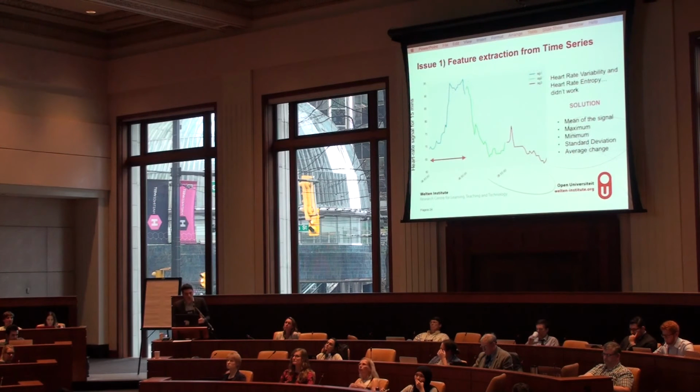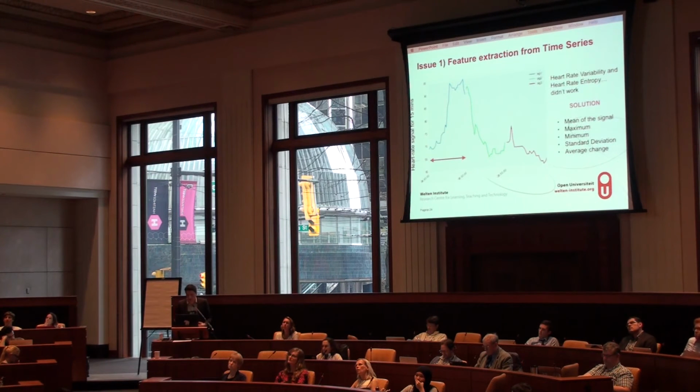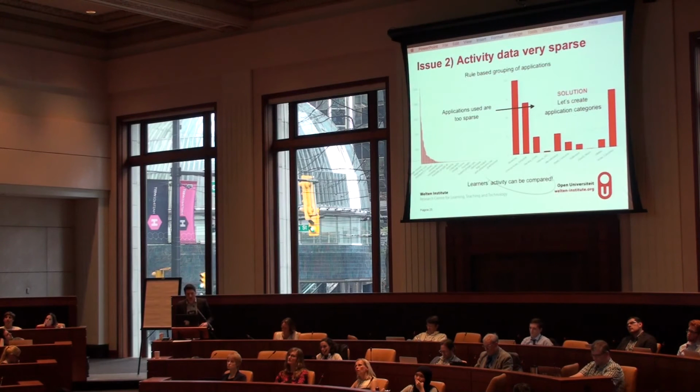First of all, how to align the different time series, which come in different granularity, into an aligned representation. For example, heart rate: we had to find a way to compress the 5-minute signals, as shown in this graph, into some numeric features. And we decided to use the mean of the signal, the maximum, minimum, standard deviation, and average change to extract features from the heart rate time series.